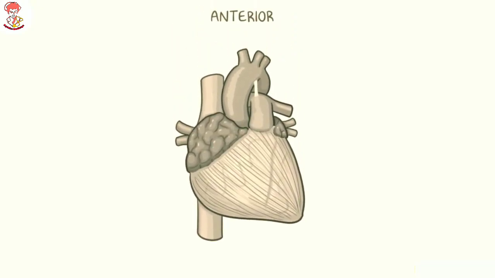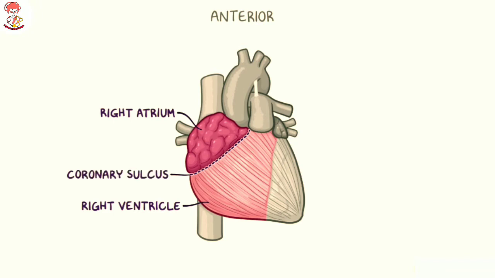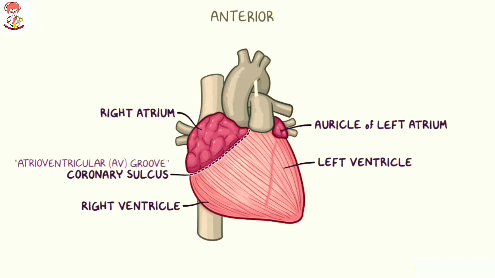On an anterior view, we can identify several structures, starting with the four chambers and ending with the great vessels. From right to left, there is most of the right atrium located superiorly, and inferior to it, the right ventricle. They are separated by the coronary sulcus, also called the atrioventricular groove or AV groove for short. Then there's the auricle of the left atrium and the left ventricle, which are also separated by the coronary sulcus. The right ventricle and the left ventricle are separated by the anterior interventricular sulcus.